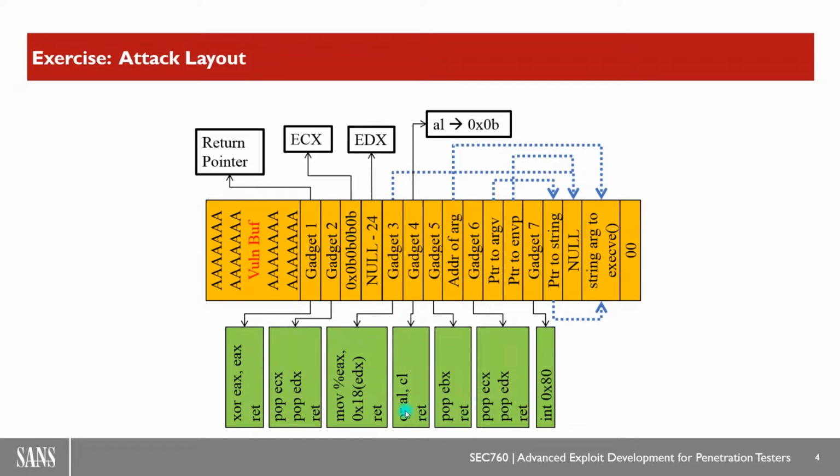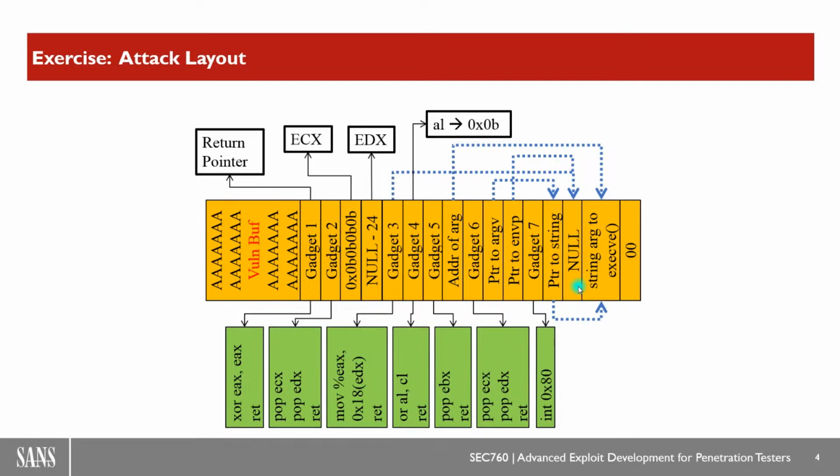Later on, you're going to see this OR instruction down there. That's going to OR the CL from that register into the accumulator register for the syscall. So that's why we're popping 0Bs into ECX. Then we're popping into EDX the address of the null position on the stack, which is over here, minus 24 bytes. So this is the confusing one. Just know that over here on the far right, we need a double word of null bytes there.